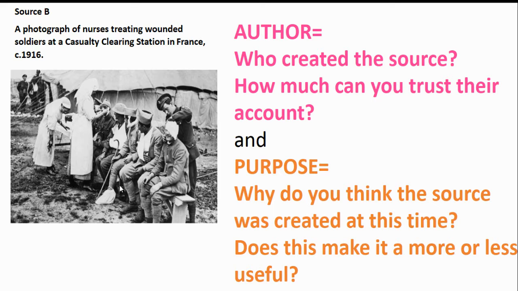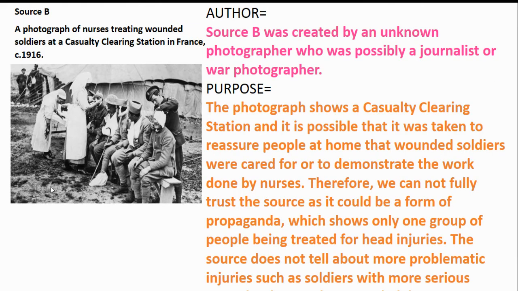Okay, the next stage is that you needed to look at the author and the purpose of the source. The author is who created the source. And when you look at the author, you need to think about how much you can trust their account to tell you about what the question is asking you. And the purpose is simply, well, why did this person create the source at this time? What reasons do they have for creating this source at this time? And when you look at that, you need to again start to think about whether this makes the source more or less useful. And we've got a model answer here.